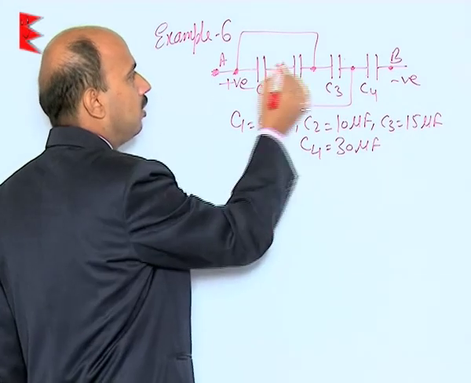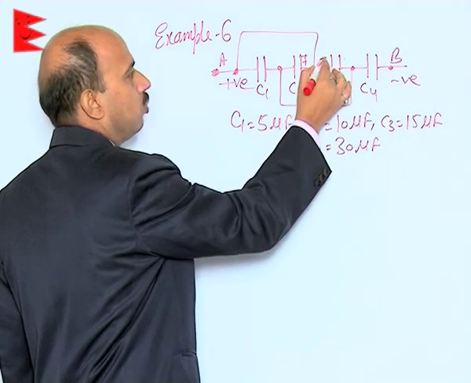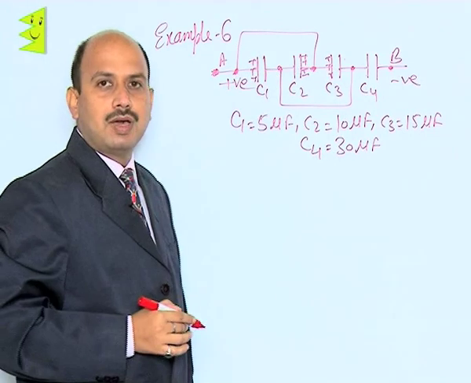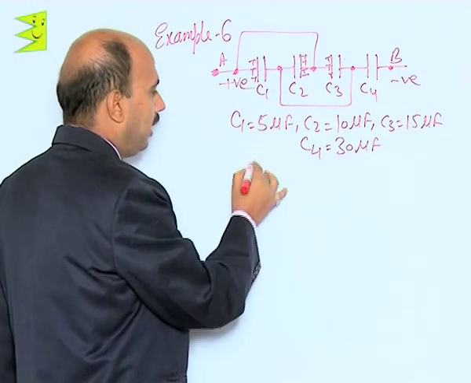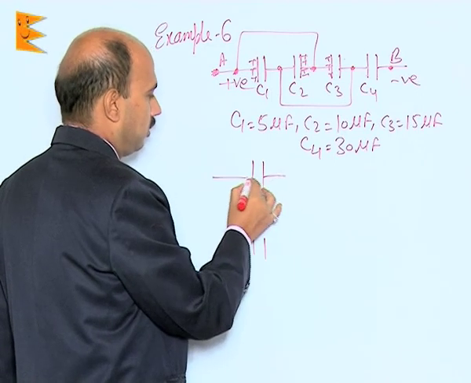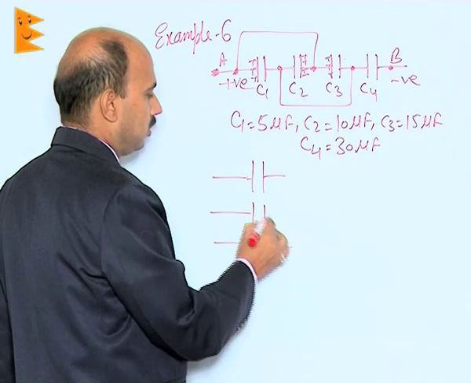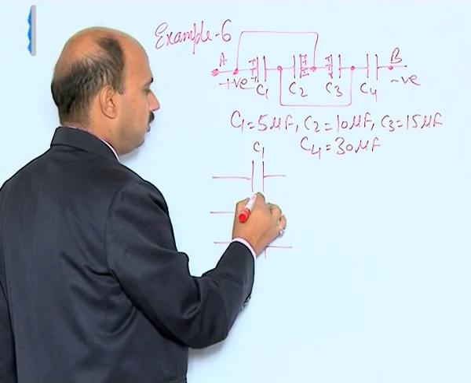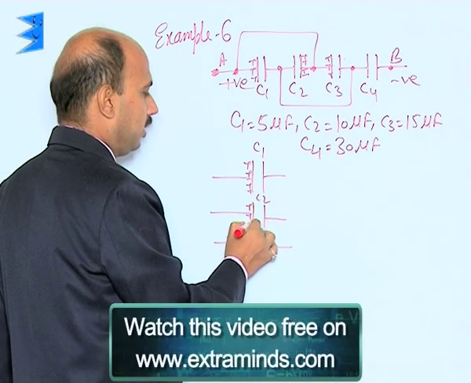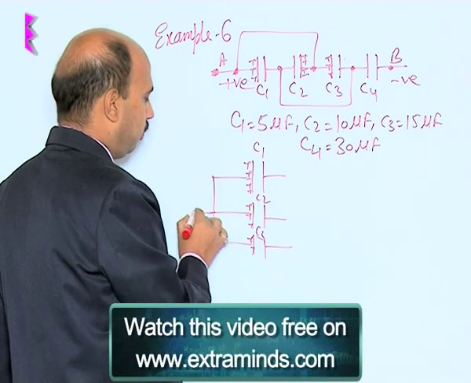So we can see here this one and this positive, all these three positive are at the same potential. So we can draw them like this, here C1, C2 and C3. So these are the plus and connected together. This point is here A.